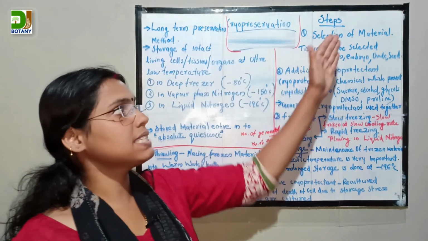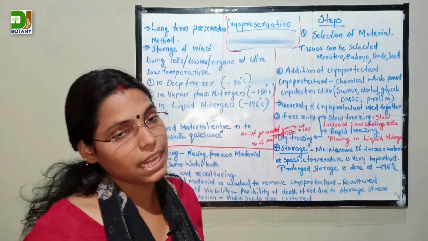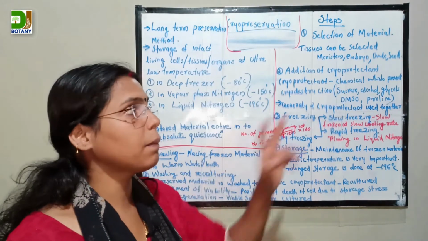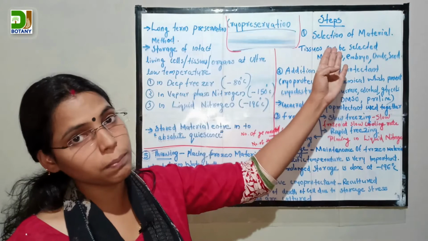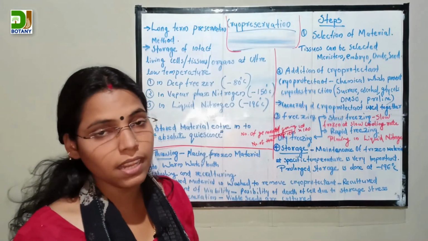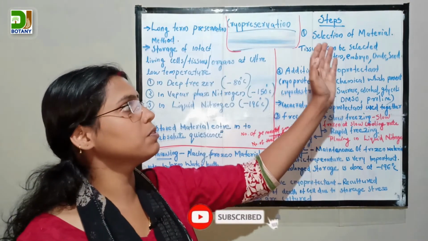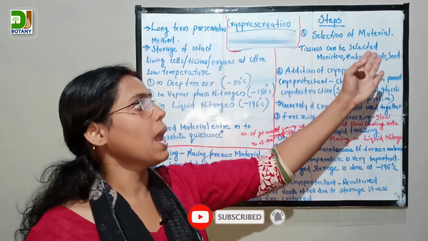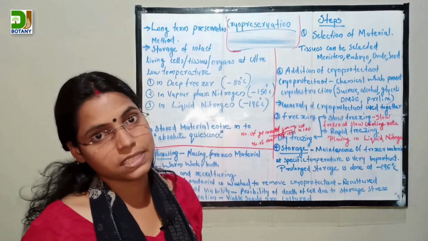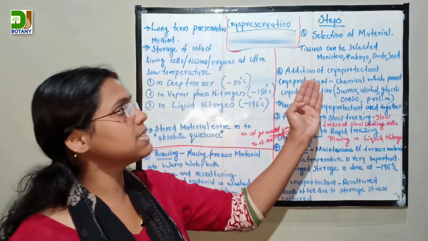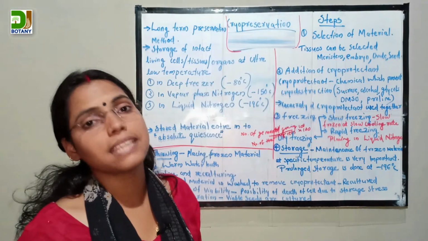The first step is the selection of material. The selection of material mainly depends upon two factors: the nature of the material and the density of the material. So the tissues we mainly select are meristems, embryos, ovules or seeds, and denser materials are mainly selected.